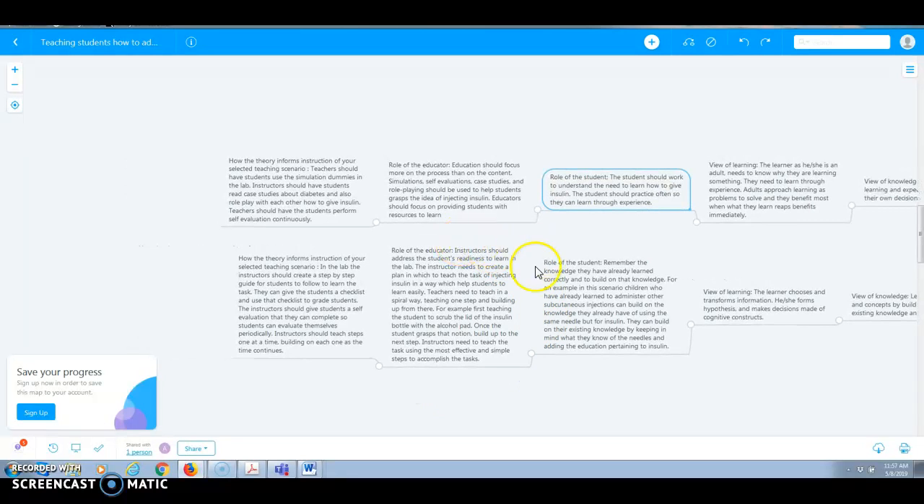The role of the educator here, that the educators need to address their readiness to learn, which is valid, right? But they need to know where the students are. They need to understand where the students are so that they can attach this new knowledge to prior knowledge. And the theory should inform you in this way. Step-by-step guides for students to learn, that's fine, but they also need to be able to integrate these steps into something that they already know.